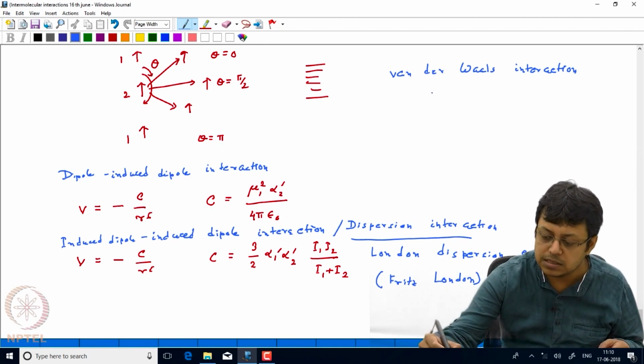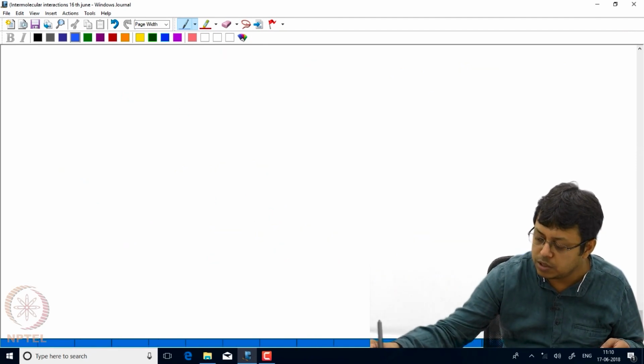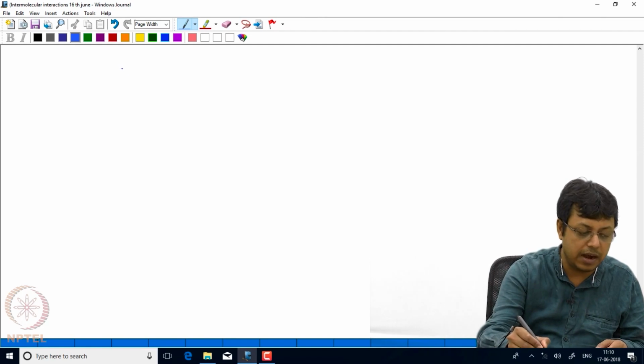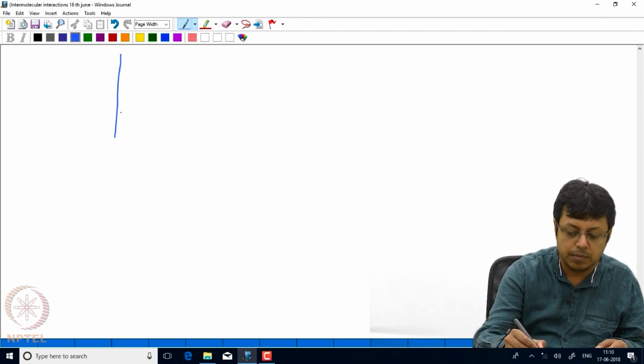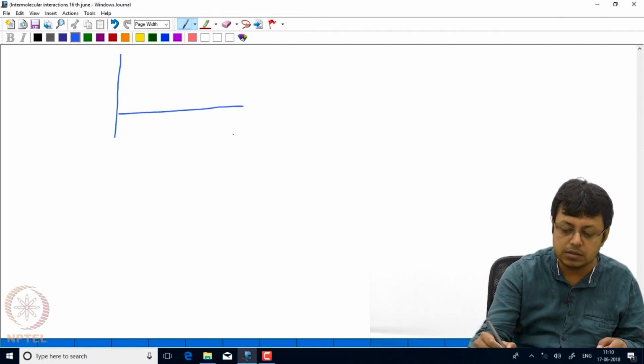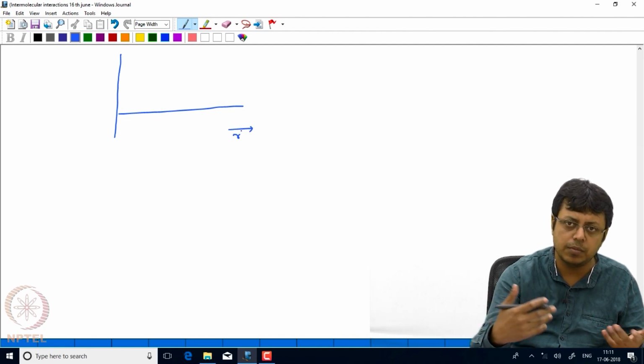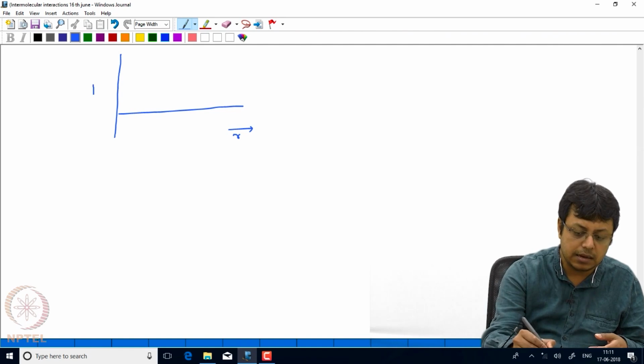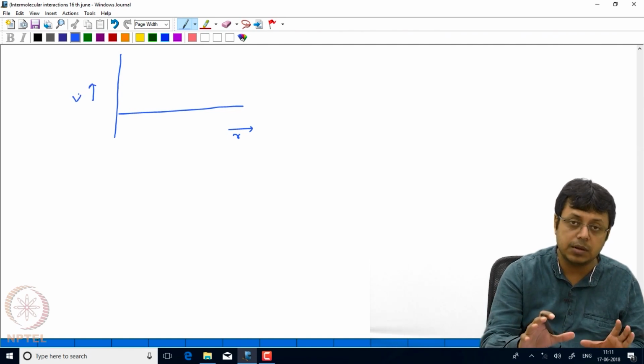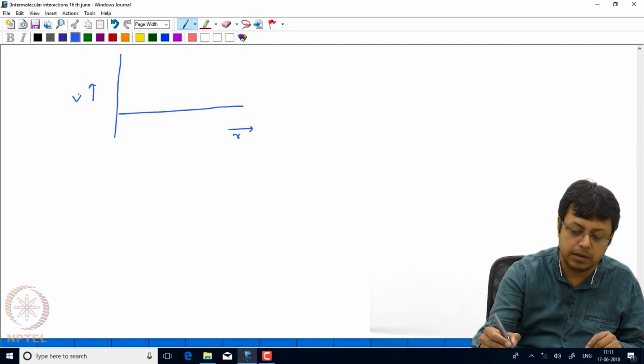So if you ask this question, what will be the total potential, how will it look if we vary the distance between, say, two molecules, or two dipoles, which you can model as two induced dipoles, or one dipole and one induced dipole, something like that. But so far we have talked about only the attractive part of the interaction.